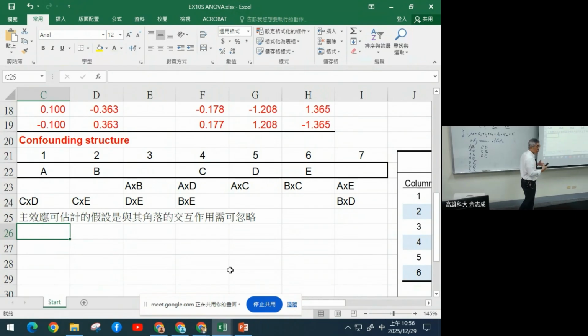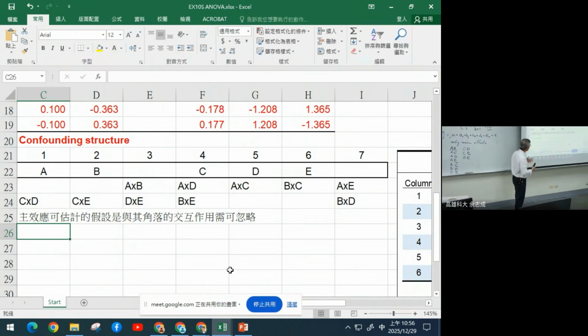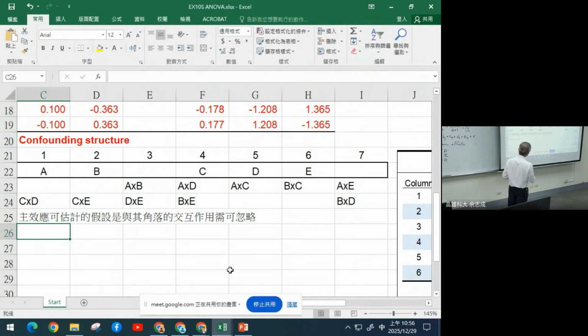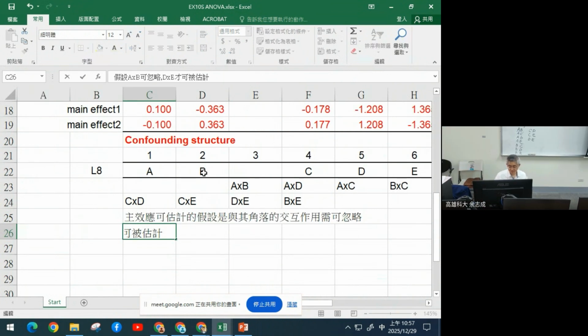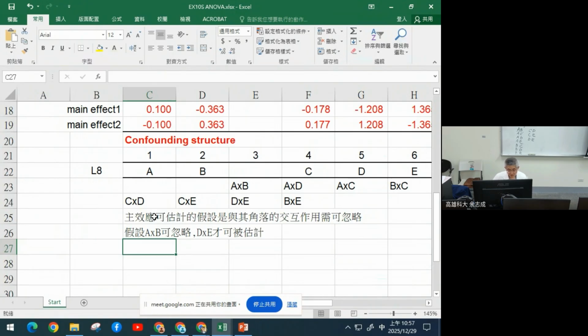We can check that later. But now, as a practice, if we want to estimate the interaction of DE, here DE is confounded with AB. So if you want to estimate the interaction of DE, the assumption is that the AB interaction needs to be negligible. Okay, so this is very important.